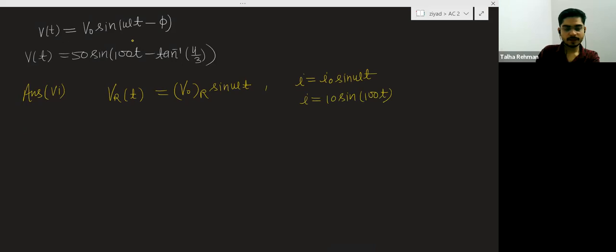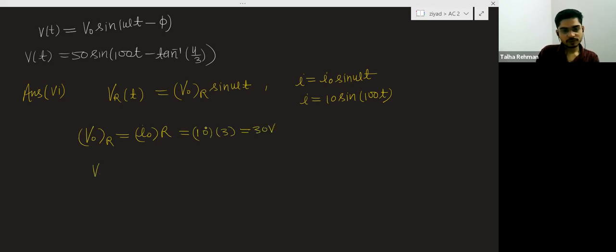So basically we have omega. Now this peak voltage across the resistance is given by the peak current into resistance. Simple, because current will be the same throughout the circuit. So the peak value of the current is 10, resistance is 3. So this will become 30 volt.